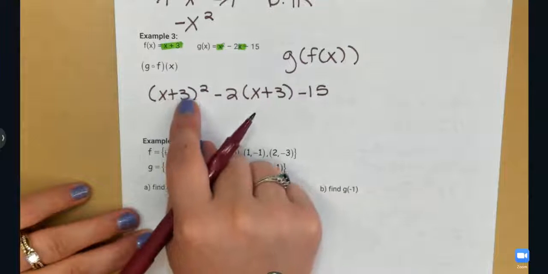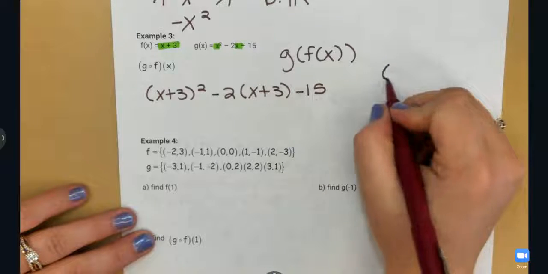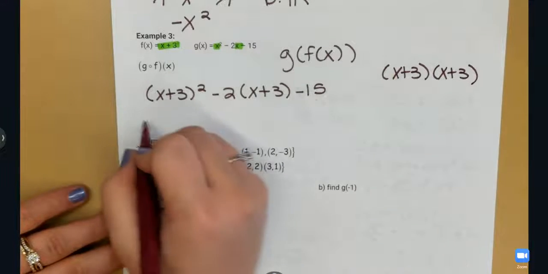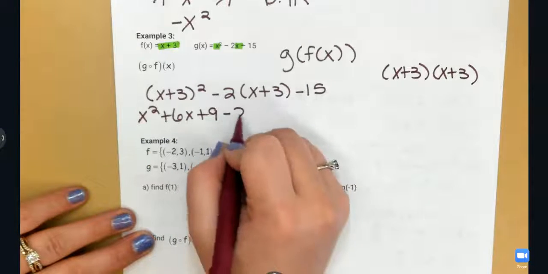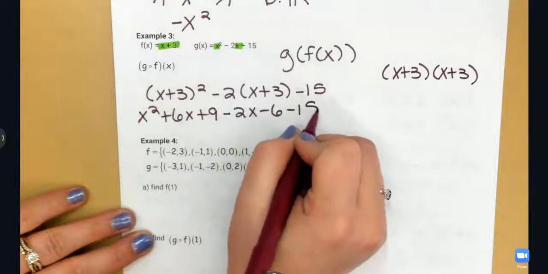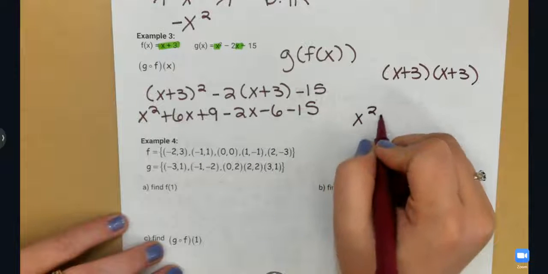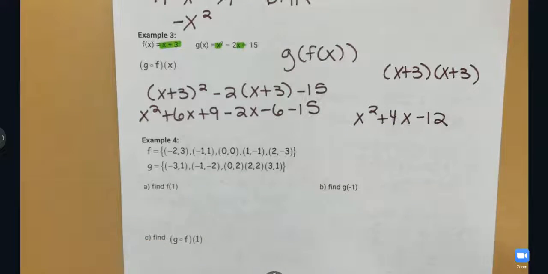Now, when you square a binomial, you are not distributing the square. That would be foiling. X plus 3 times x plus 3. Make sure you're foiling here. So that gets us that. Distribute the negative 2. And then we're going to combine our like terms, and our final answer is x squared plus 4x minus 12. Okay.